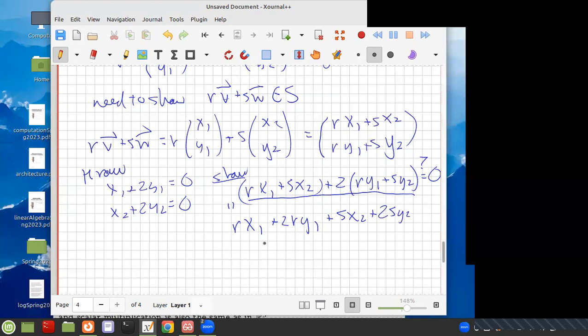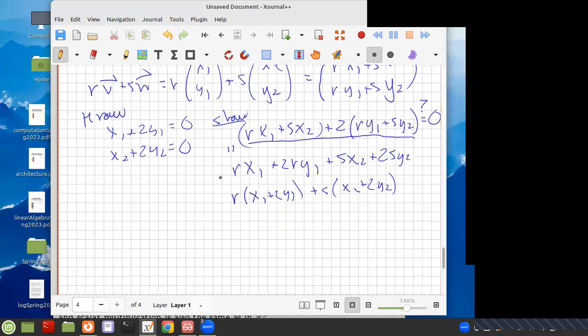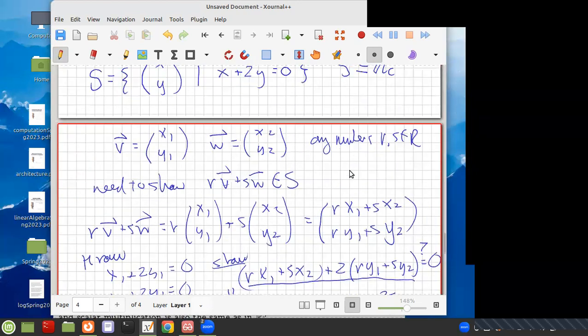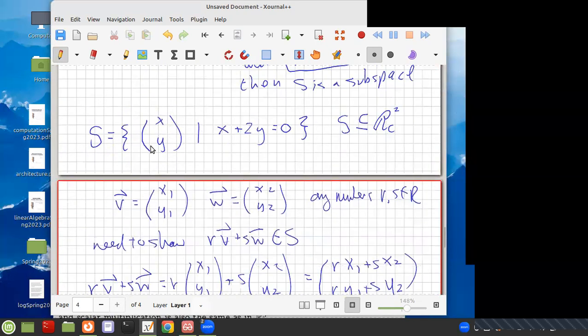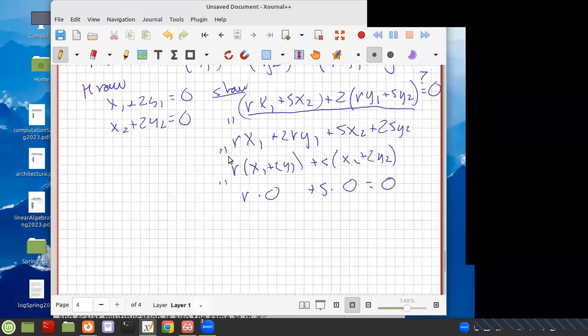And now here there's an R and R. I can factor the R out: R times (X1 plus 2Y1) plus S times (X2 plus 2Y2). And I can keep going down and saying, well, because the first vector is in S, I know this is equal to R times 0 plus S times, and since X2 plus 2Y2 is 0, times 0, and that equals 0. So therefore, I verified that this is a subspace, because I verified that any linear combination of vectors in this space is also in the space.